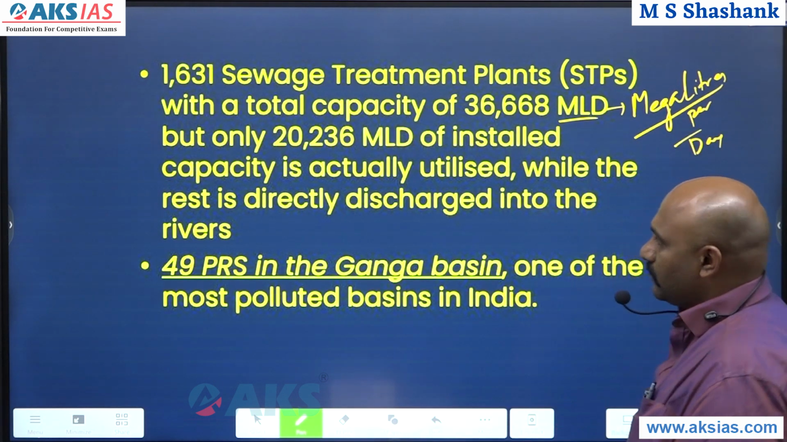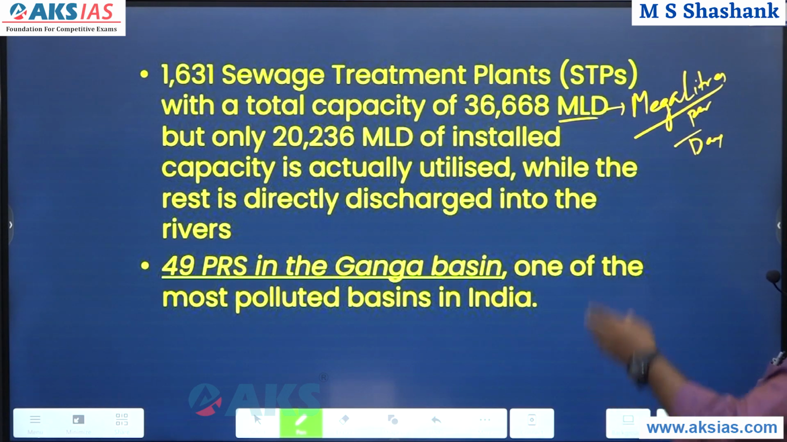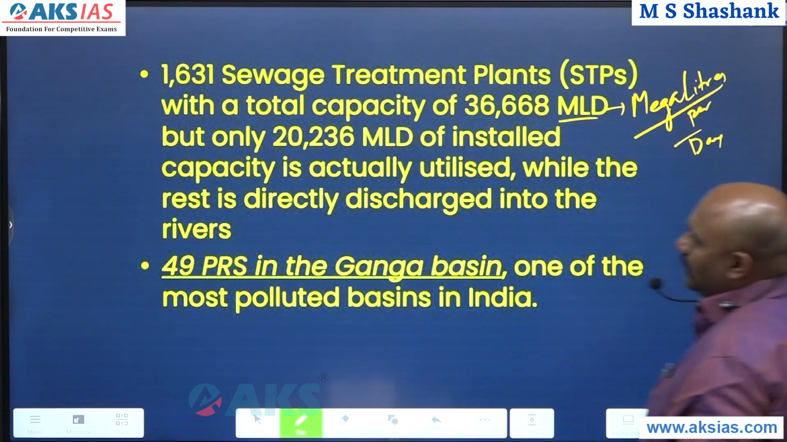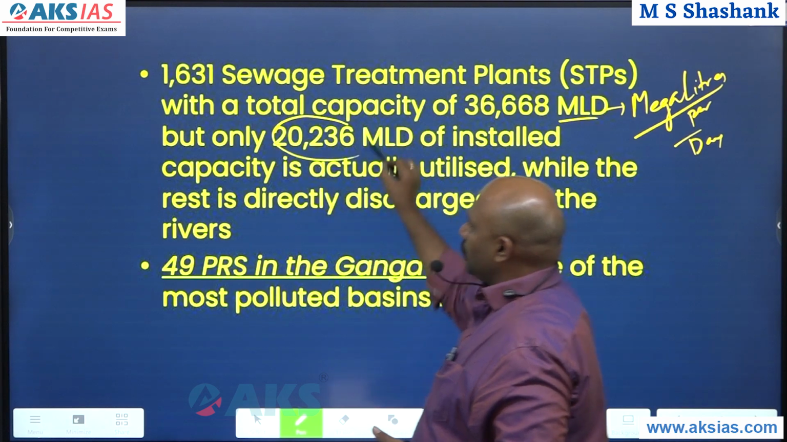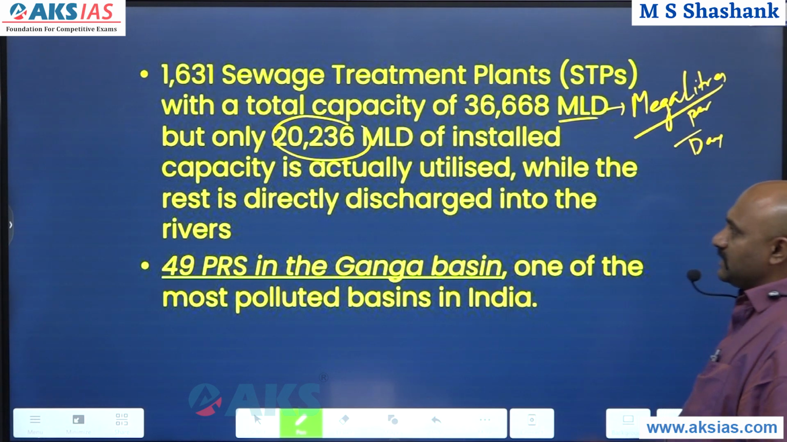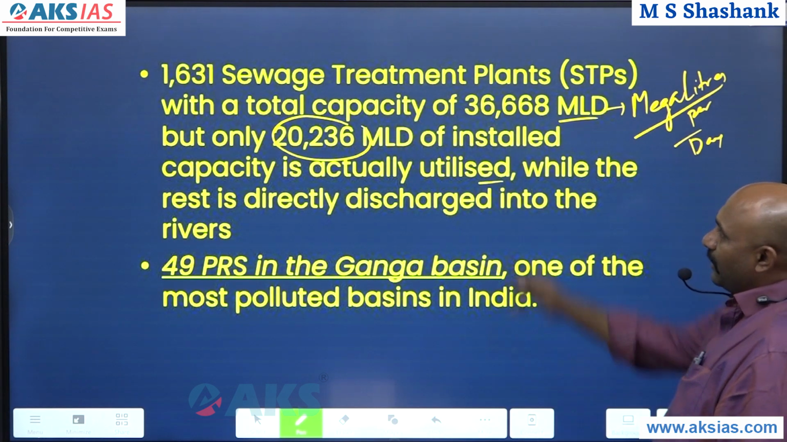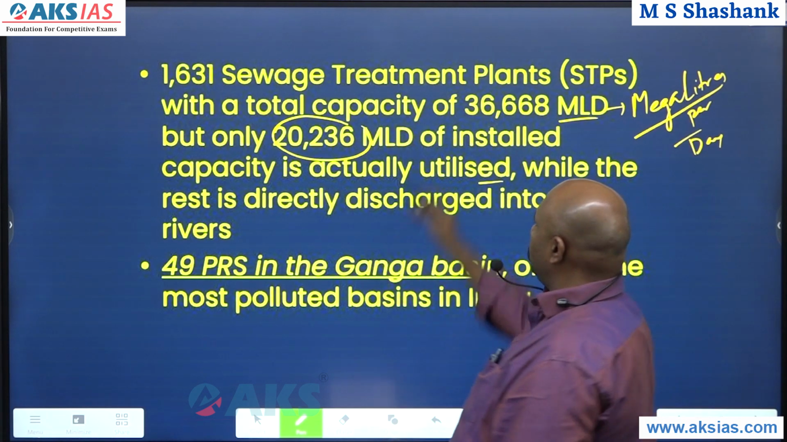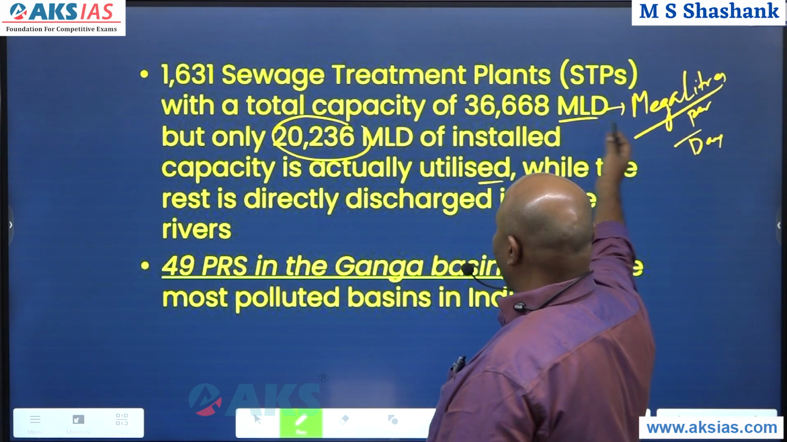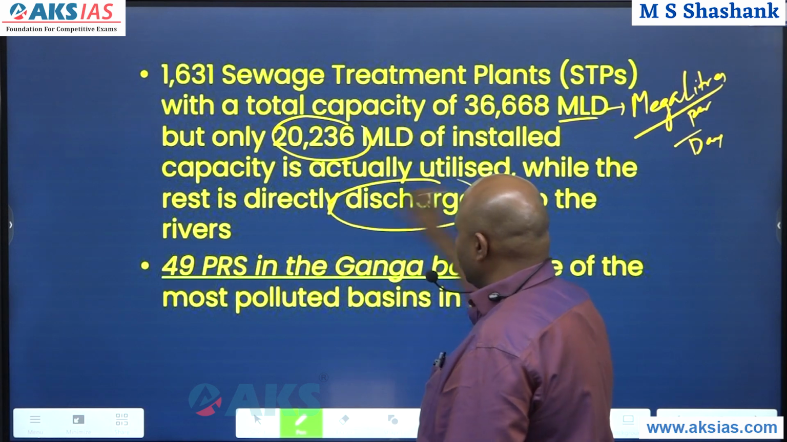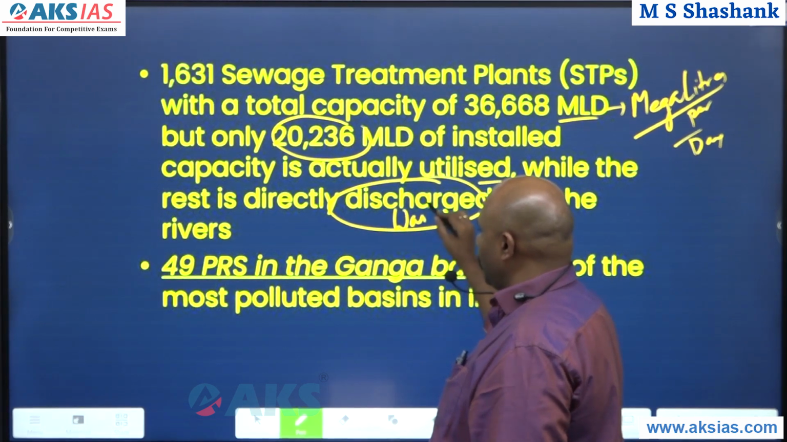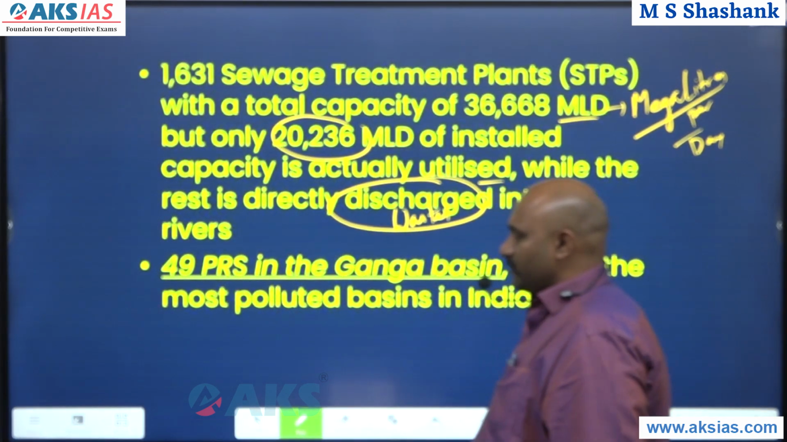That's very important. But if you observe, total capacity is 36, but only 20,236 MLD of the installed capacity is actually utilized, and the remaining almost 16,600 MLD of water is just getting discharged. That means it is not being utilized, it's getting wasted.